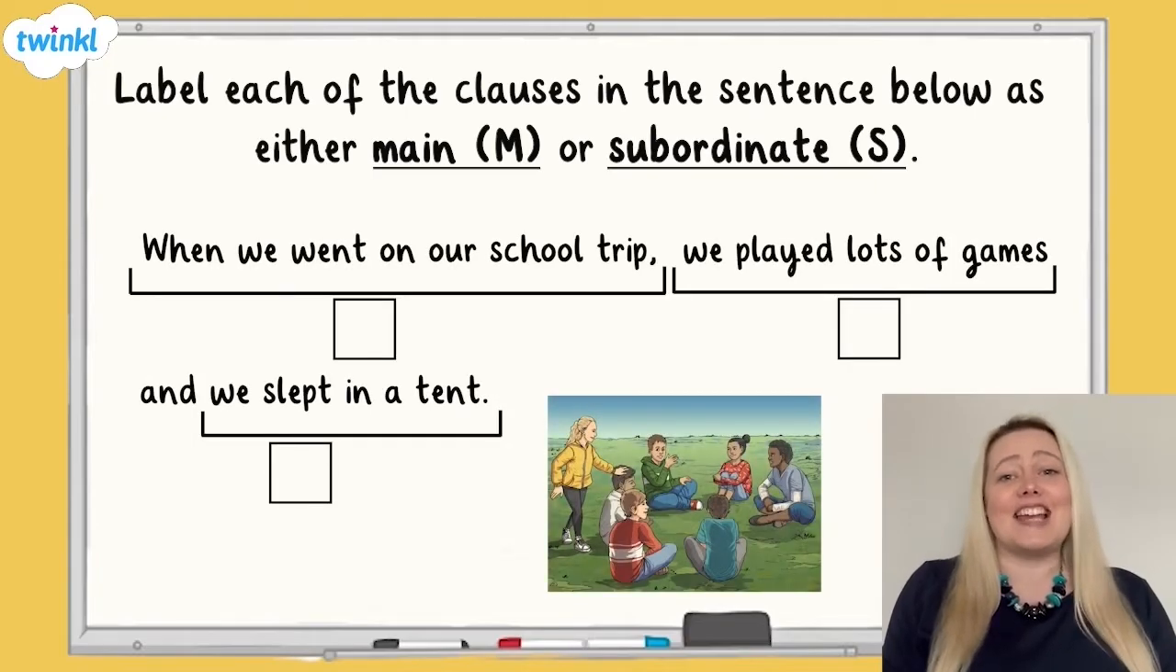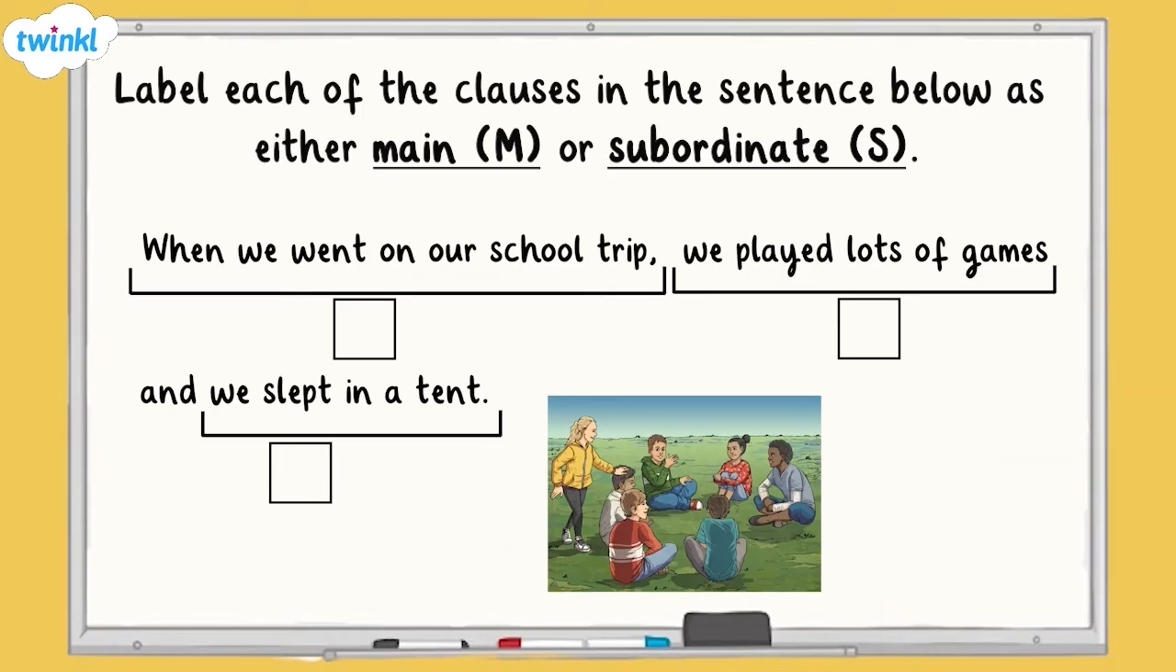Here you're being asked to label each of the clauses in the sentence to say whether they're main or subordinate. When we went on our school trip, we played lots of games and we slept in a tent. The 3 clauses in this sentence are, when we went on our school trip, we played lots of games, and we slept in a tent. If the clause makes sense on its own, it's a main clause and needs to be labelled with the letter M. If the clause doesn't make sense on its own and begins with a subordinating conjunction, it is a subordinate clause and needs to be labelled with the letter S.